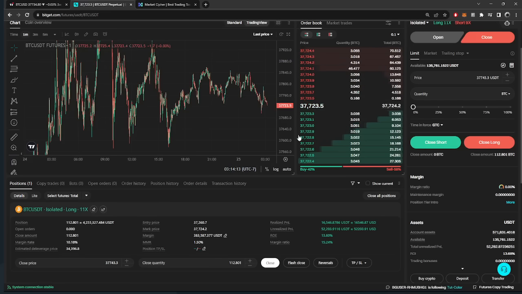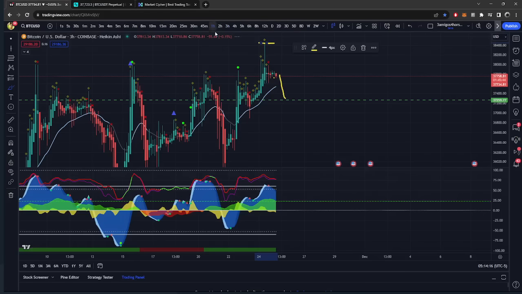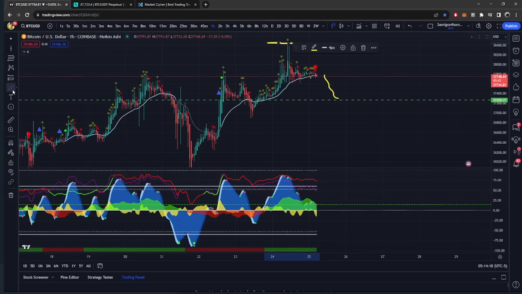So, anyways, let's go to the hourly. On the hourly, look at this. We got a head and shoulders on momentum. Very, very strong head and shoulders on momentum waves. Play out. Coming down here.